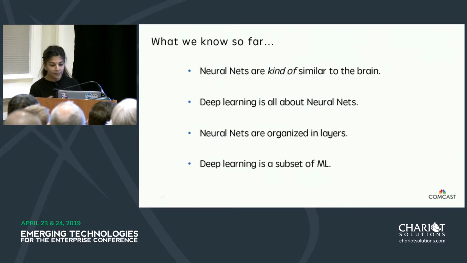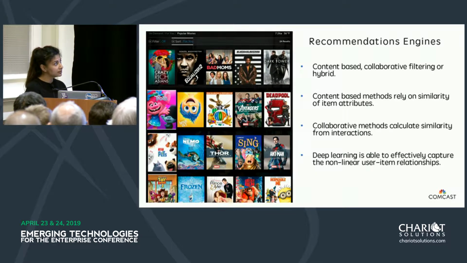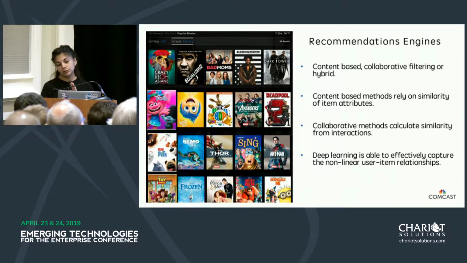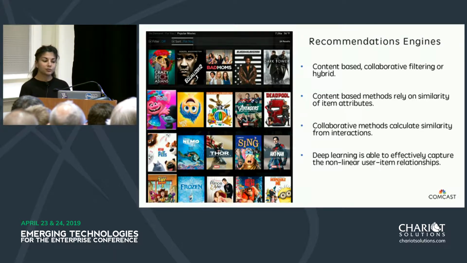So how can deep learning be applied in real life? That's what this whole talk is about, but you had to know the basics of what deep learning is and what machine learning is. How we apply it at Comcast is we build recommendation engines. Recommendation engines can vary between content-based, collaborative filtering, or if you're very legit, a hybrid of both. Content-based methods rely on similarity of item attributes, and collaborative methods calculate similarity from interactions.